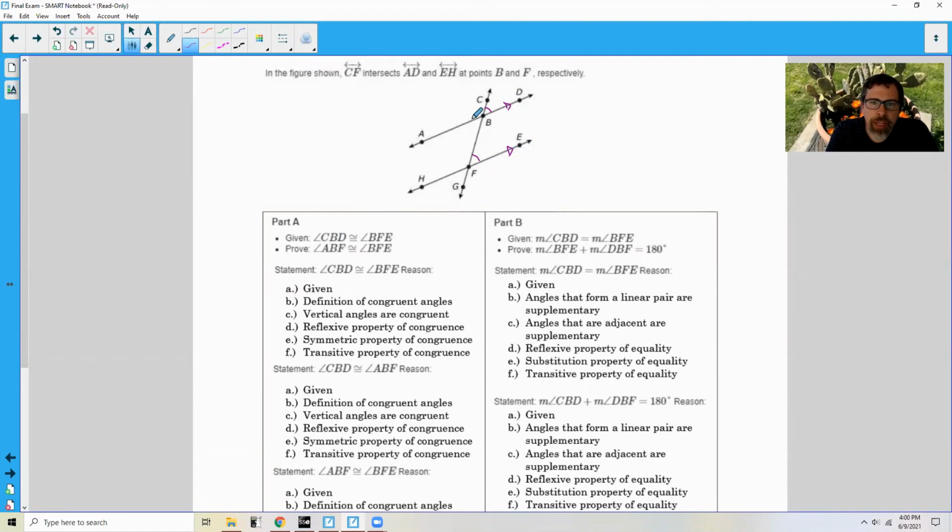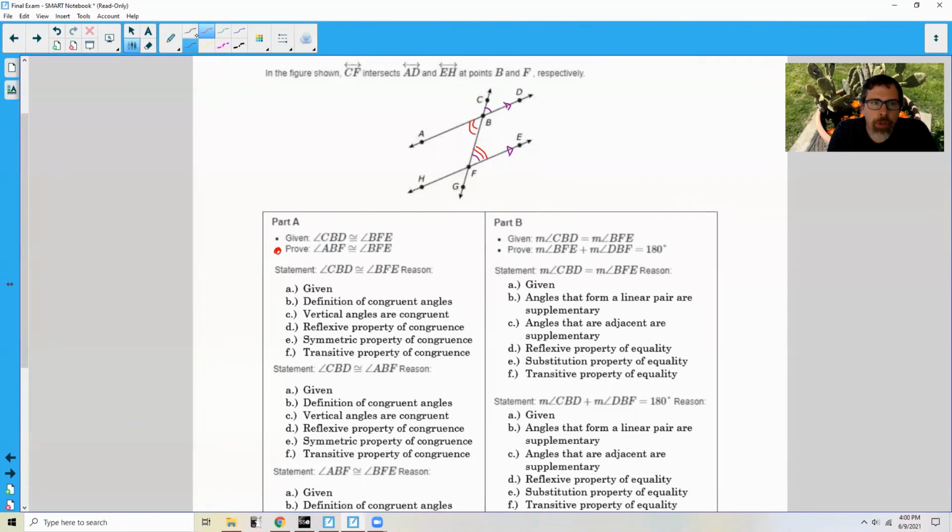We want to prove that angle. What we want to prove, I'll put in red. So we want to prove this, angle ABF is congruent to angle BFE. So we want to prove these two angles congruent.